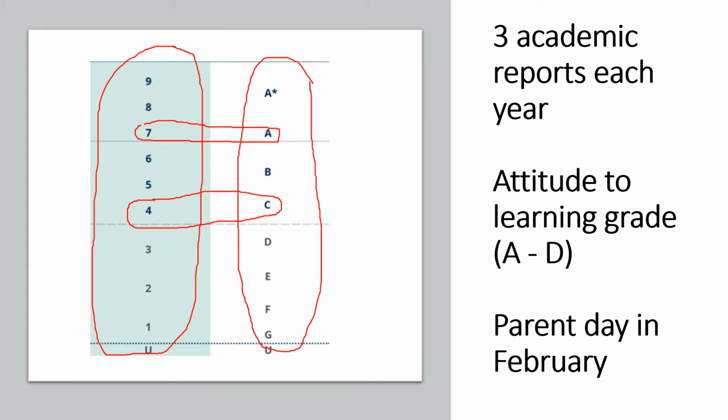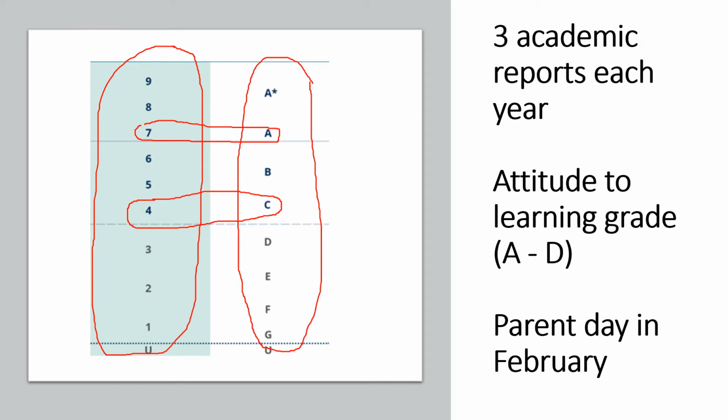Throughout your child's time at Eden Park High School, we always report 3 times each year. So children are assessed at the end of each term, which builds into a larger assessment at the end of the summer term, and you will receive an academic report at the end of each of these assessments. That will contain a number saying what grade they're currently working at in that subject from 9 to 1. And it also will have an attitude to learning grade A to D, A being higher, D being lower. Some schools refer to that as an effort grade.